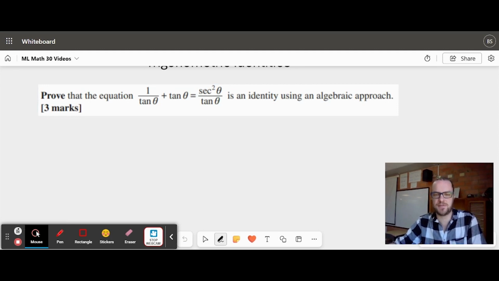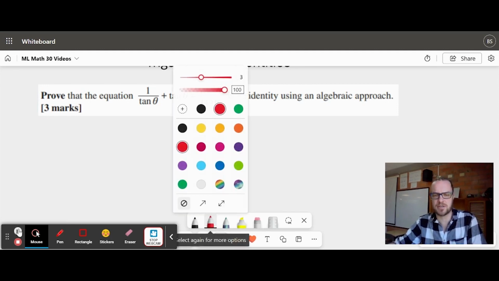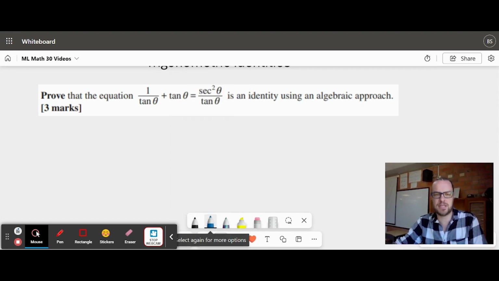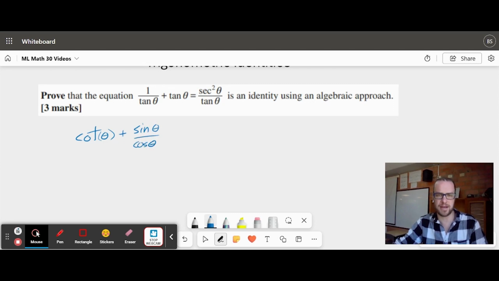So if we take a look at this first one here, let's just check my color actually, let's not use black. All right, so what we want to do is take that one and separate it. Now, if it's 1 over tangent, that's the same as cotangent, so we're going to start with that. Then we're going to take this one and split it apart. Well, we know that tangent is really sine over cosine, so we'll do that.